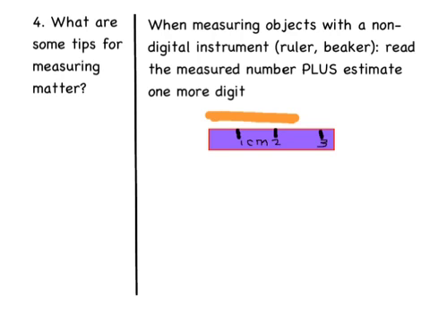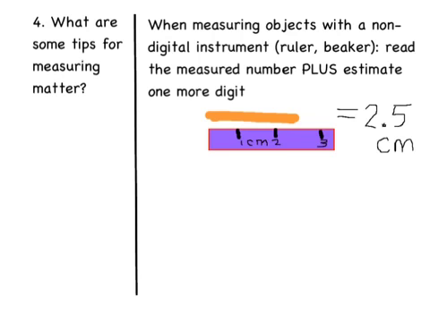But we can estimate one more digit. So instead of just saying 2 centimeters, we can say it looks like it's between 2 and 3 centimeters, so we're going to estimate it to be 2.5 centimeters. The 2 is our definite measured number, because we know it is 2 something. And then we can also estimate one more digit when we're measuring with non-digital instruments like a ruler. So we're going to say that this orange stick is 2.5 centimeters.